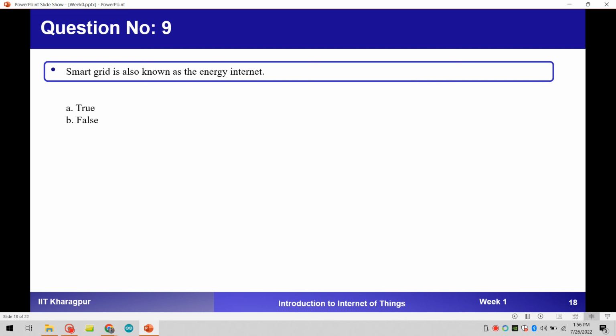The next question is, smart grid is also known as energy internet. So we have to tell whether this statement is true or false. The statement is true, because smart grid is used to provide energy over the internet. Therefore, these smart grids are also known as energy internet. So this statement is true, as you can see.